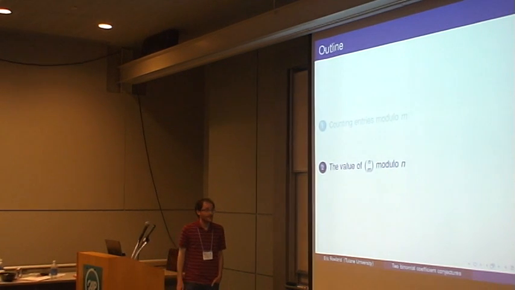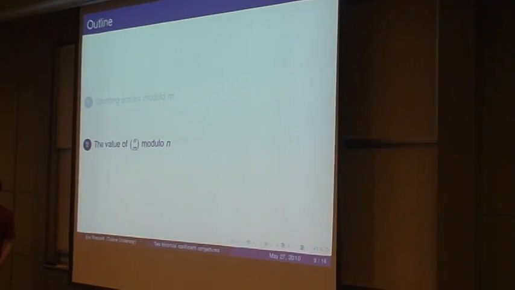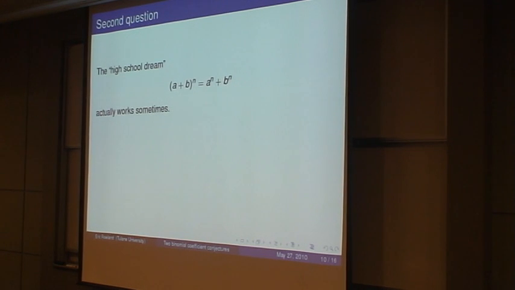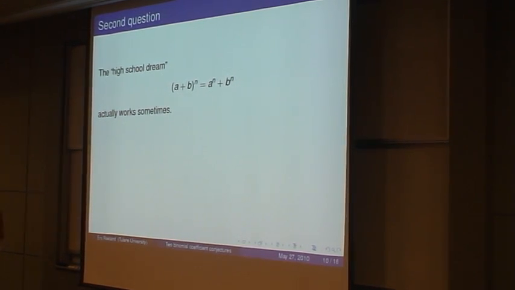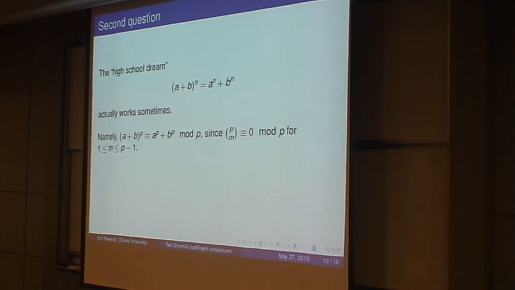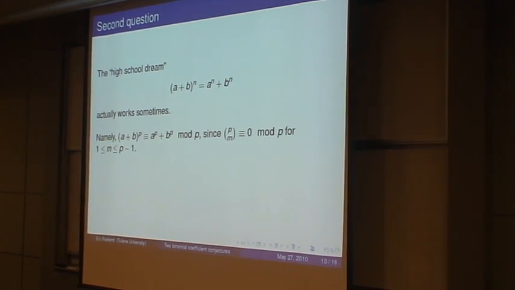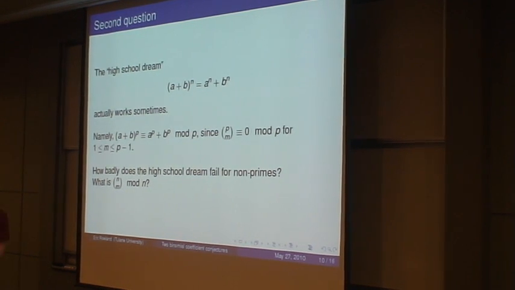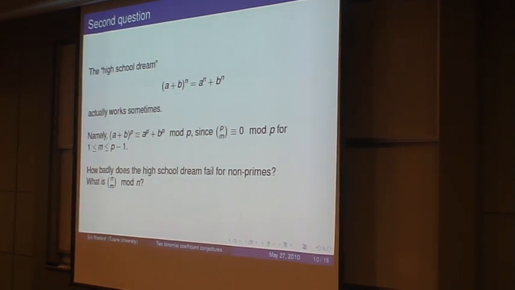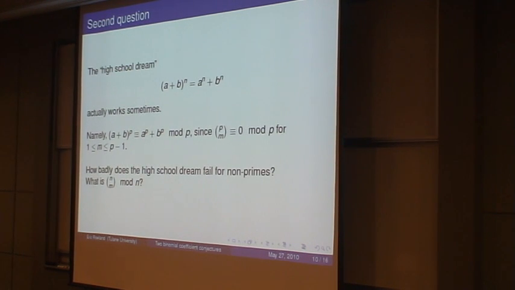So conjecture number 2 is about the value of n choose m modulo n. Right, so why would we be interested in something like this? Well, once upon a time, you were reading calculus homework, and you got very mad when someone thought that exponentiation distributed over addition. But of course, this actually works sometimes. Right? So namely, modulo p, this is true because all these inner binomial coefficients are divisible by p, which is not hard to show. Right? So how badly does the high school dream fail in general? How mean should we really be when we're grading these calculuses? So in other words, what is n choose m modulo n?